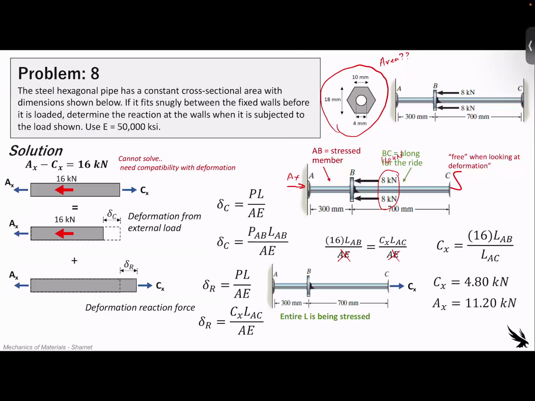All right, so by doing this and knowing those ratios of length, we can solve for CX and then solve for AX by using this equation here. Once we know CX, we can find AX. And then boom, those are the support reactions and the answer for that.